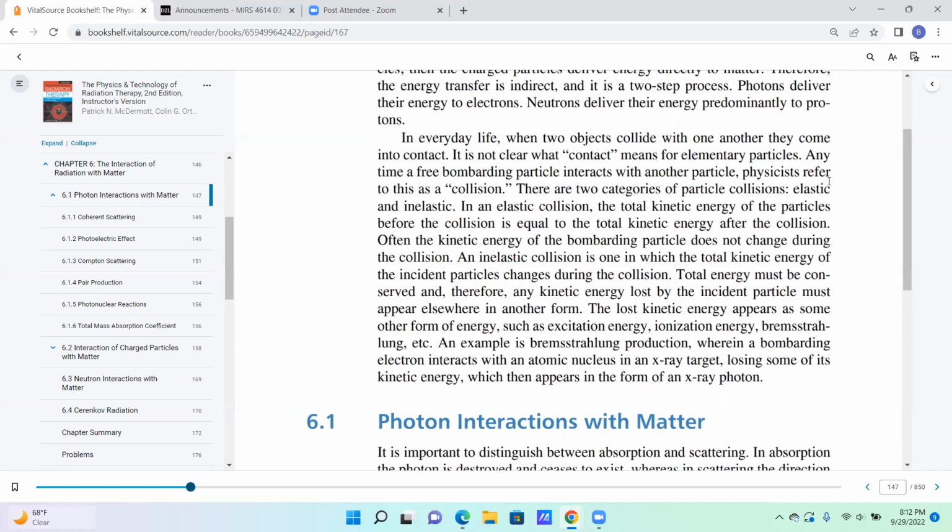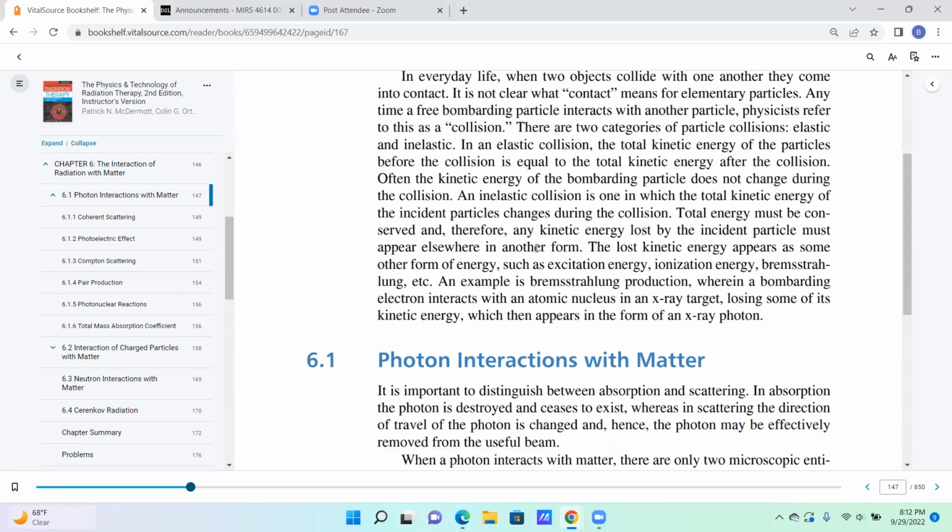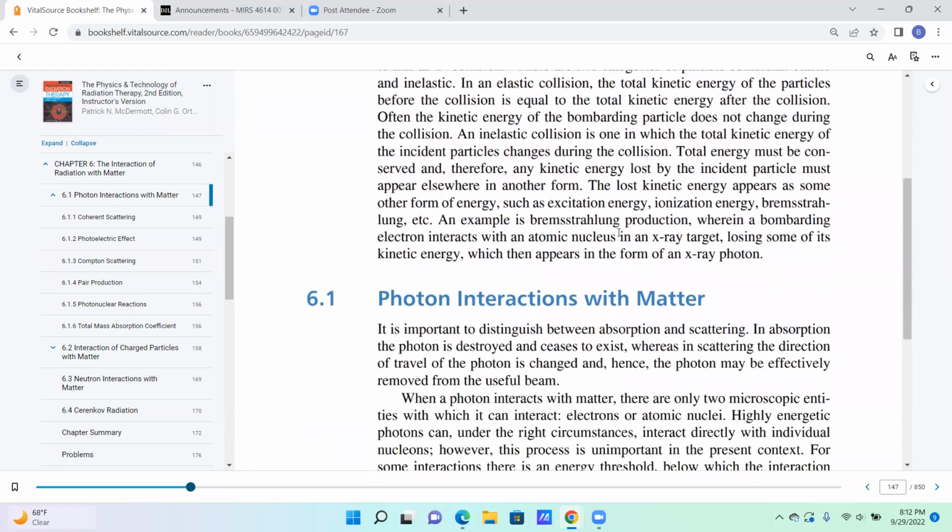So you have two types of collisions, just as if you were studying Newtonian mechanics. You've got elastic and inelastic. If it's elastic, then the total kinetic energy of the particles before the collision is going to be the same as the total kinetic energy after the collision. Often the kinetic energy of the bombarding particle doesn't change. An inelastic collision is one in which the total kinetic energy of the incident particles changes. Total energy must be conserved, and therefore any kinetic energy lost must appear elsewhere in some other form.